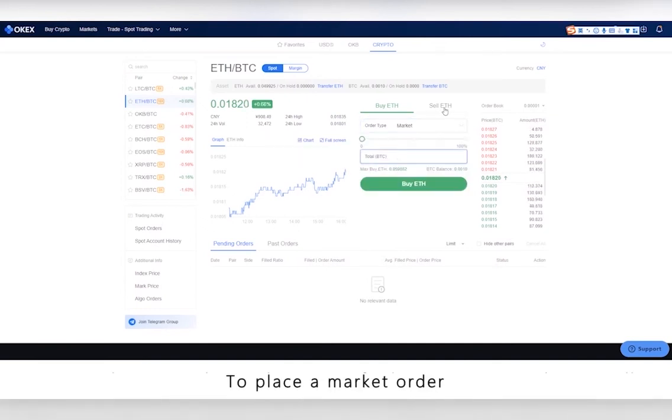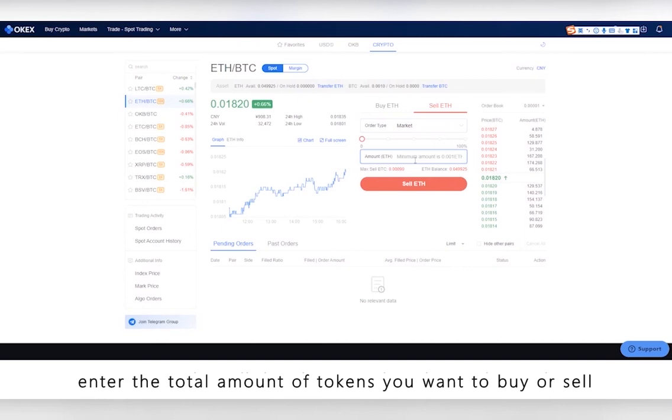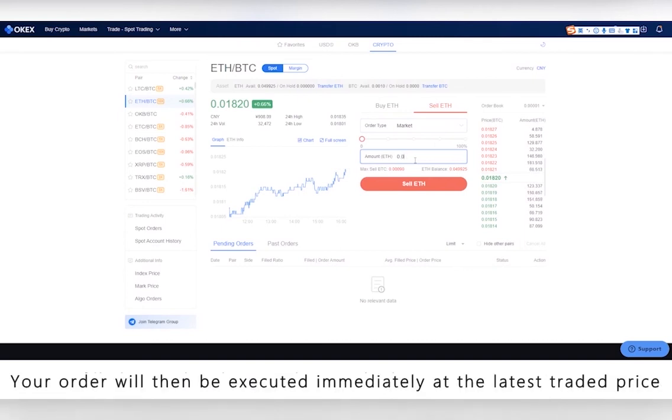To place a market order, enter the total amount of tokens you want to buy or sell. Your order will then be executed immediately at the latest traded price.